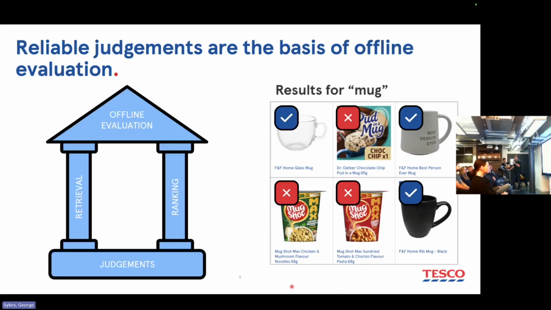And those systems are usually based on two key areas. The first is retrieval. Are you getting as many relevant products in front of your customers as possible? And the other is ranking. Are you pushing the more relevant products towards the top of your recall sets and the less relevant ones down? And when you've got those two areas, you've got the basis of an offline evaluation system.